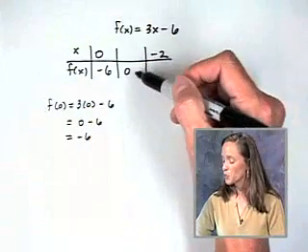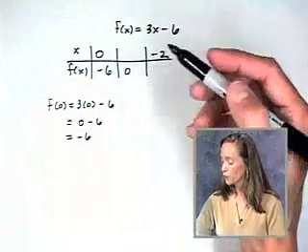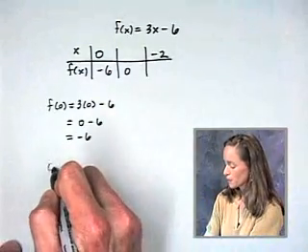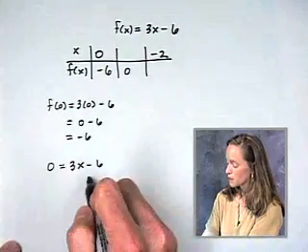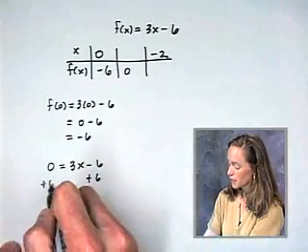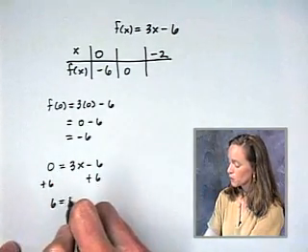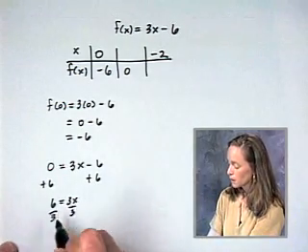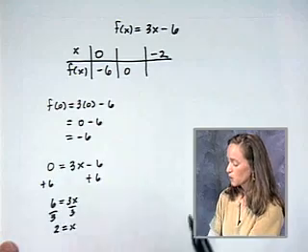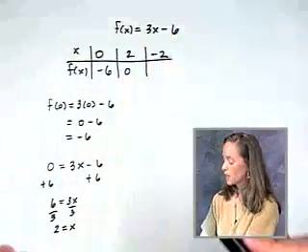To fill in the next spot in the table, I'm going to put 0 for y, or f of x. 0 equals 3x minus 6. Add 6 to both sides to get 6 is equal to 3x. And now divide by 3 to get x is equal to 2. We can put that in our table.